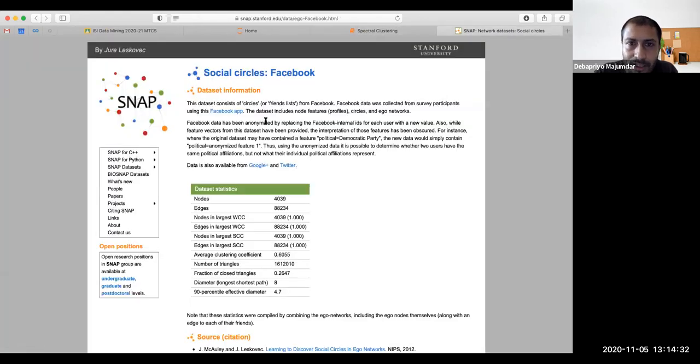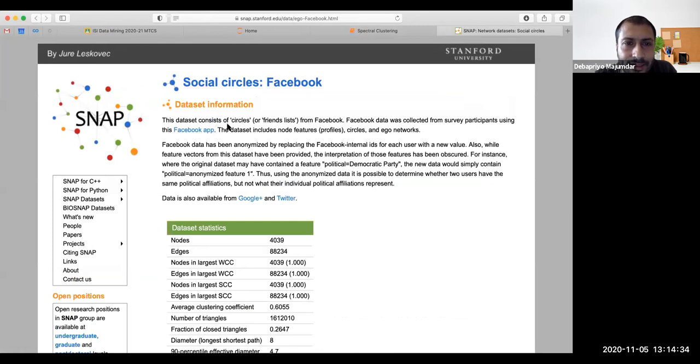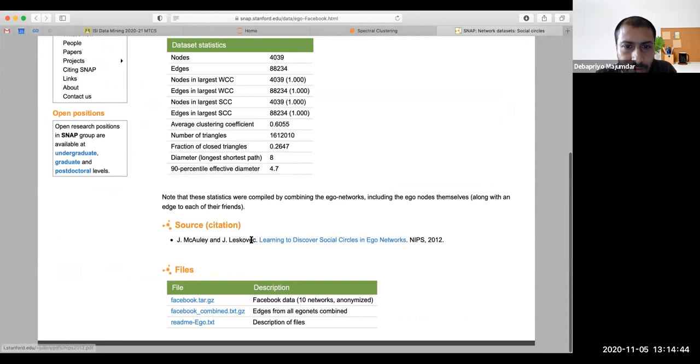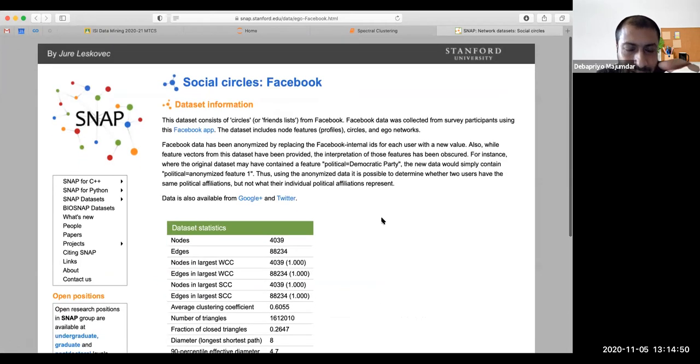Let me just read this a bit. The dataset consists of circles or friend lists from Facebook, collected from survey participants using the Facebook app. Okay. Yeah, basically, there is a paper on this also, right? So there you should probably get more details. My goal here was just to get some real data with people and friends and things like that. So as of now, I didn't bother to do that. But yeah, you can actually have a look at it.